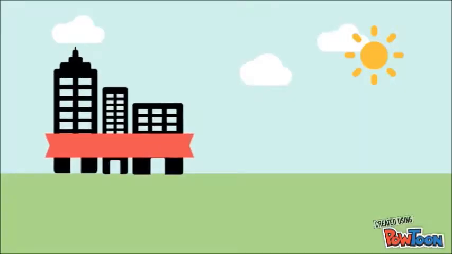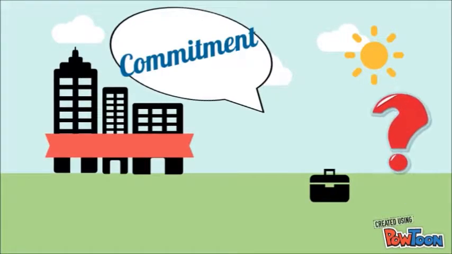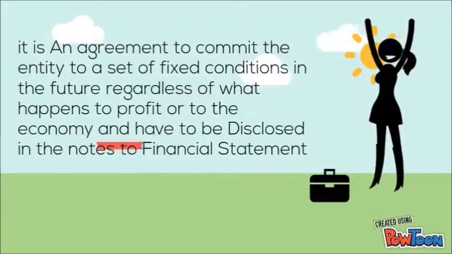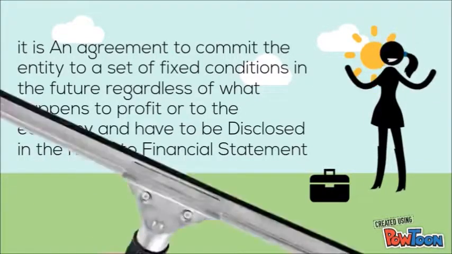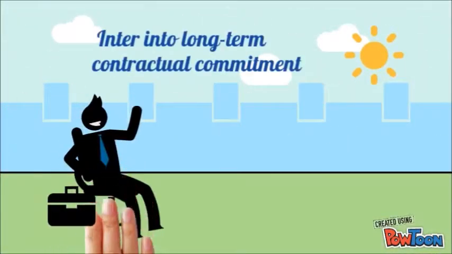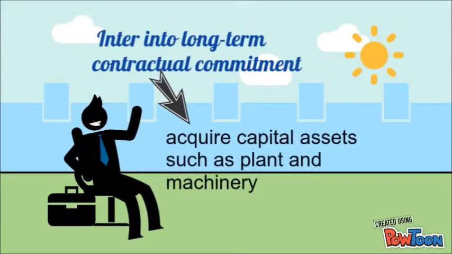Now we move to commitments. What is a commitment? It is an agreement to commit the entity to a set of fixed conditions in the future regardless of what happens to profit or to the economy, and it has to be disclosed in the notes to the financial statement. An entity will enter into long-term contractual commitments to acquire capital assets such as plant and machinery.